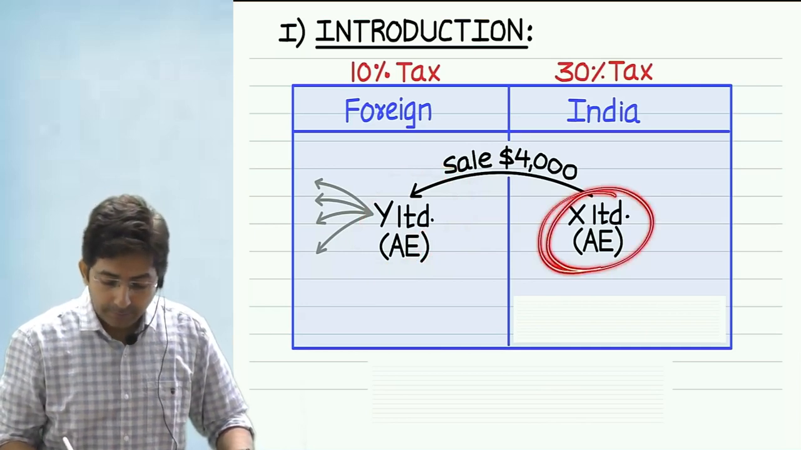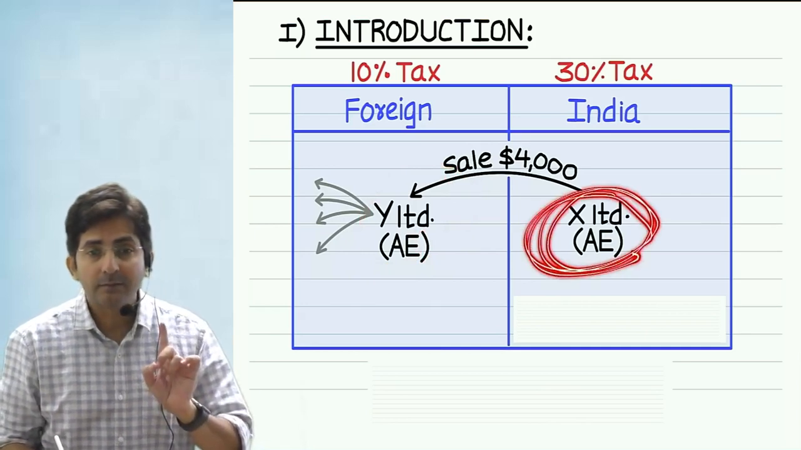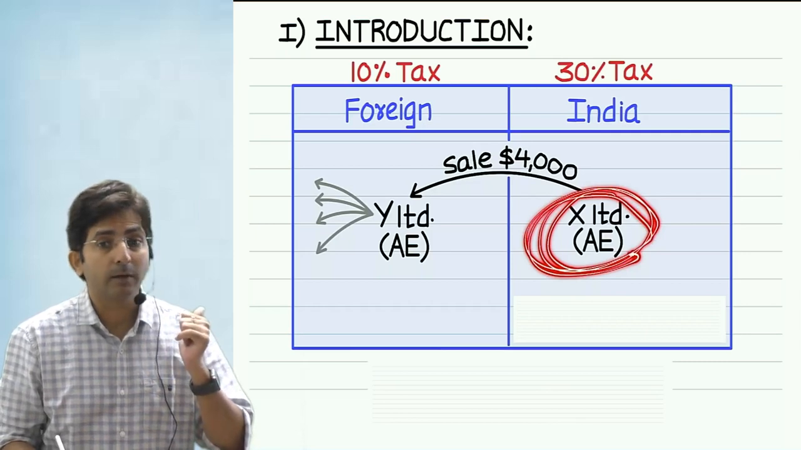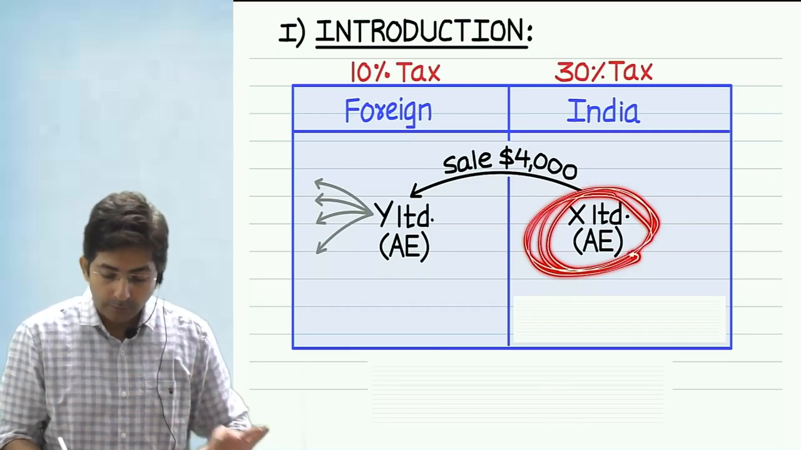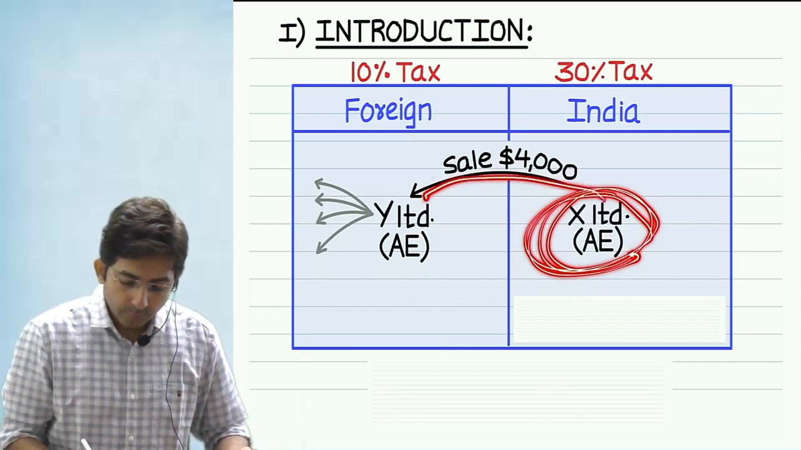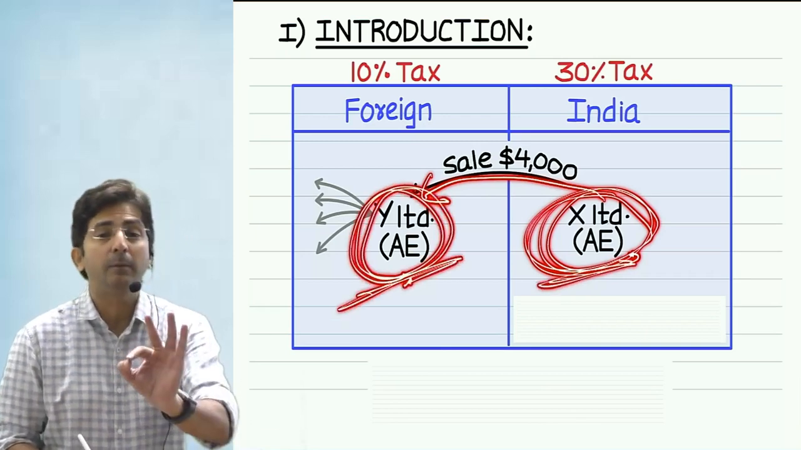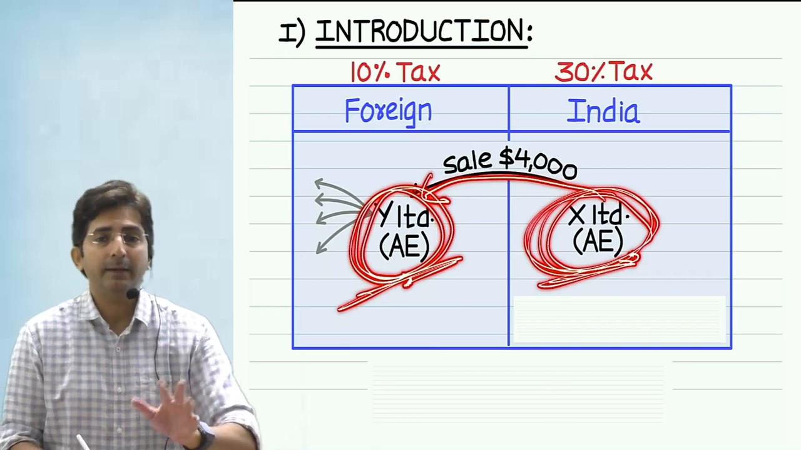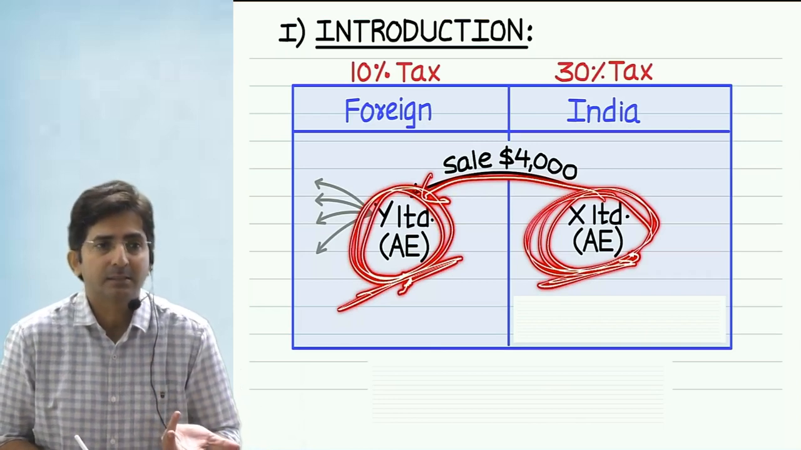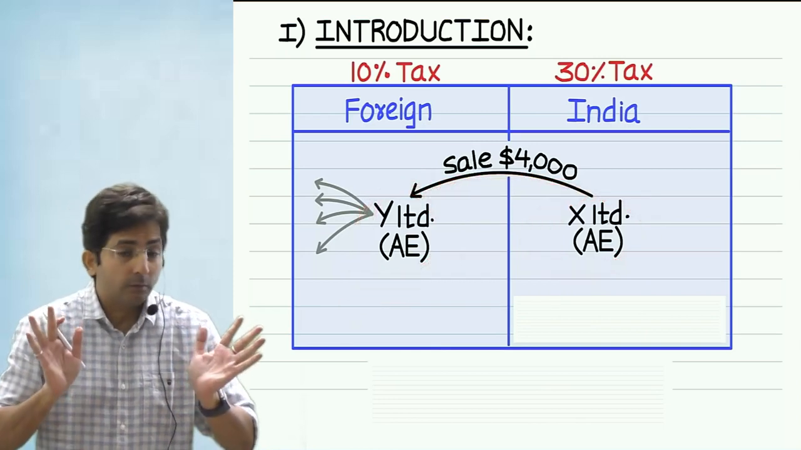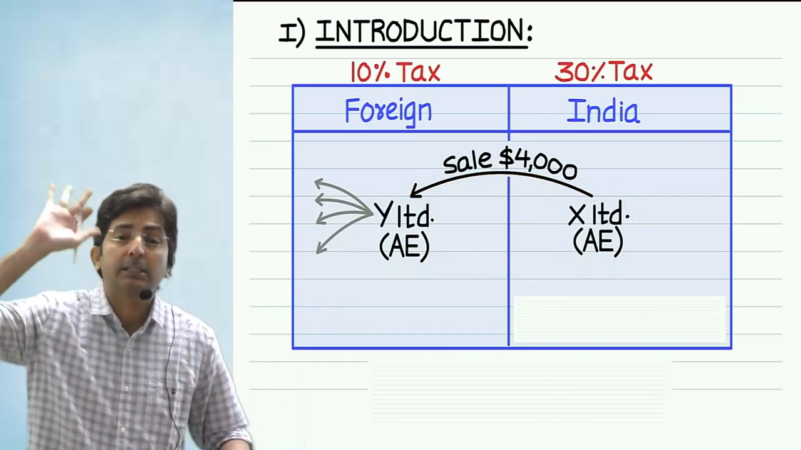Now X Limited does not have to deal with foreign customer. It has to sell all the goods to Y Limited. And when X Limited has to deal with Y Limited, it can always manipulate the sale price. Means the product which has a genuine sale price of say $6,000.